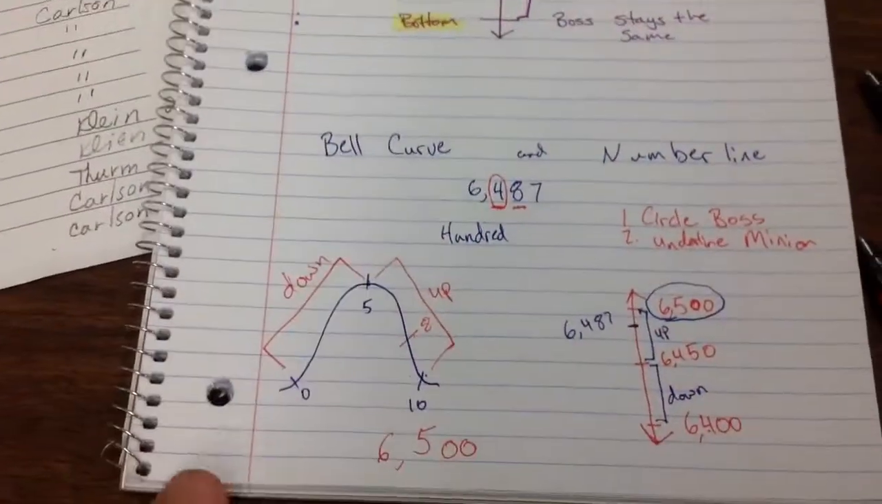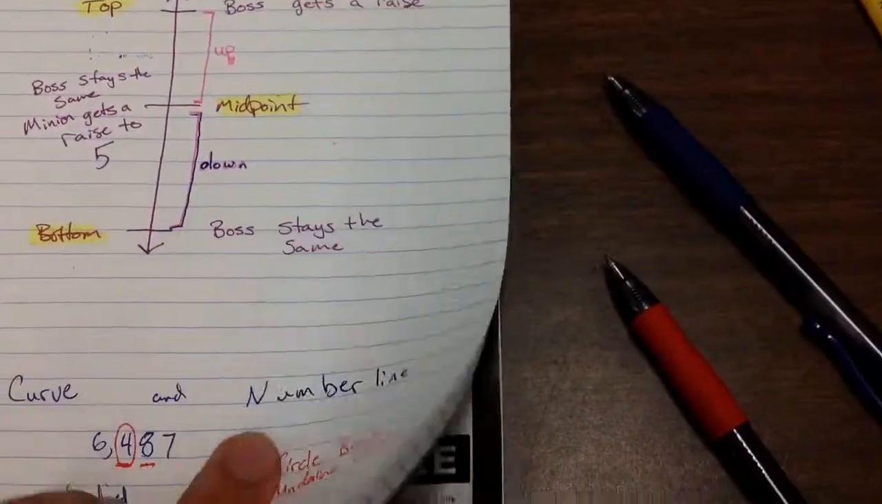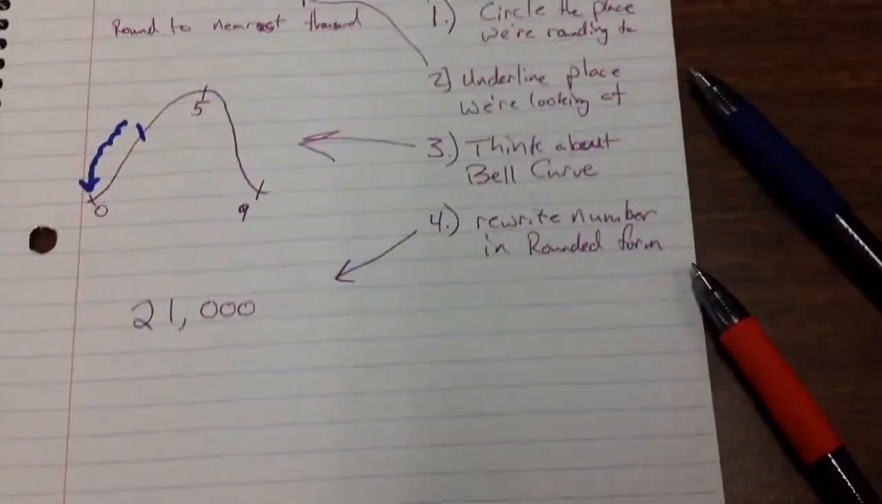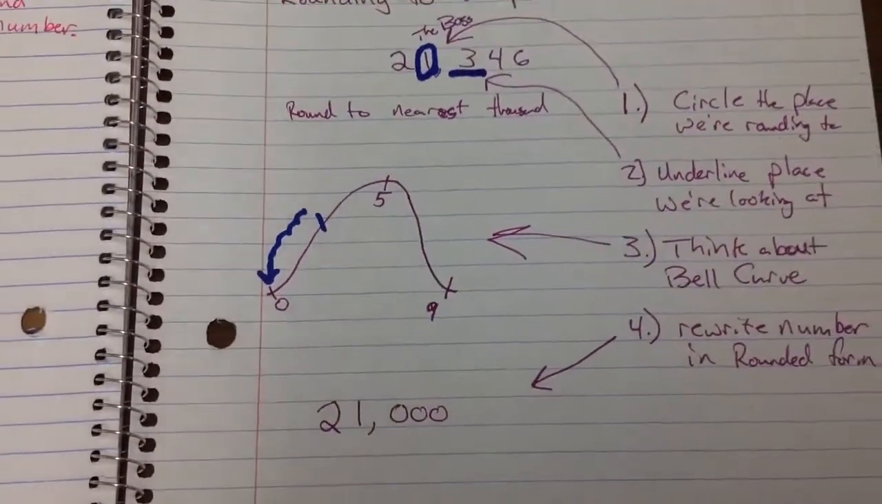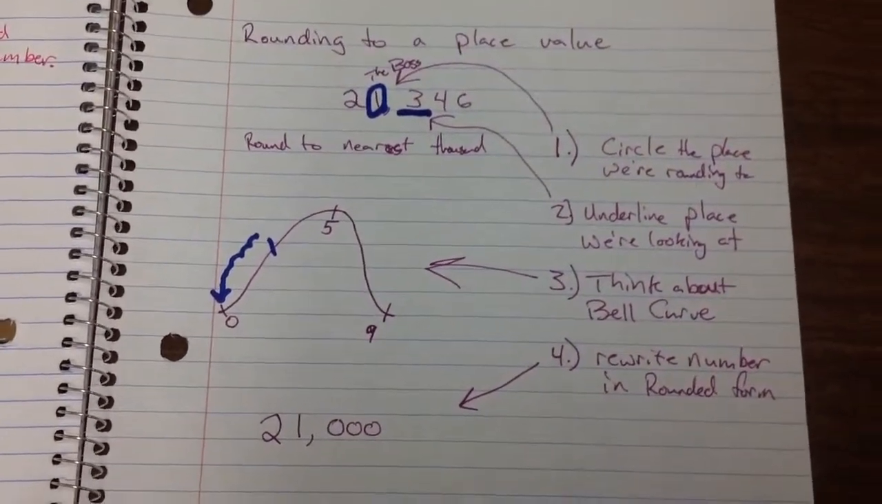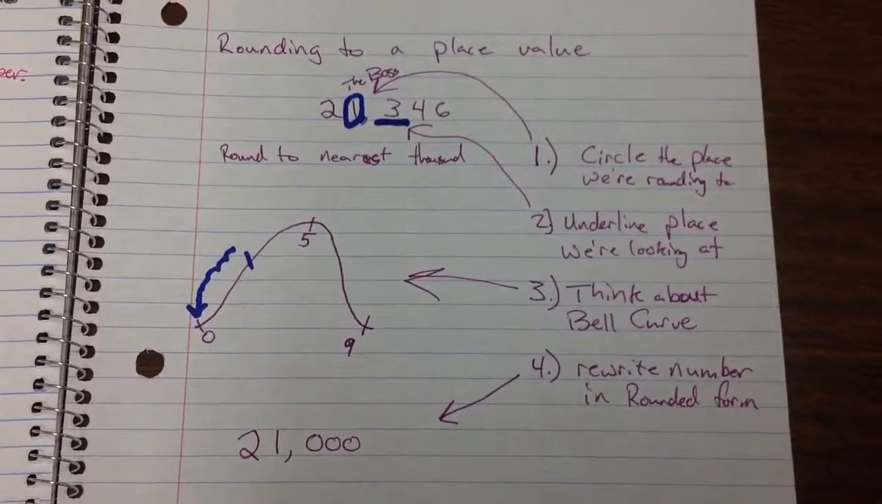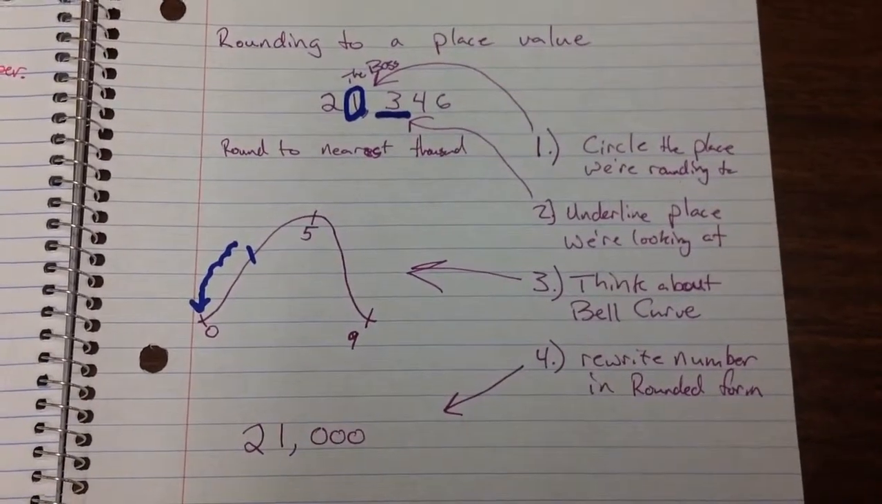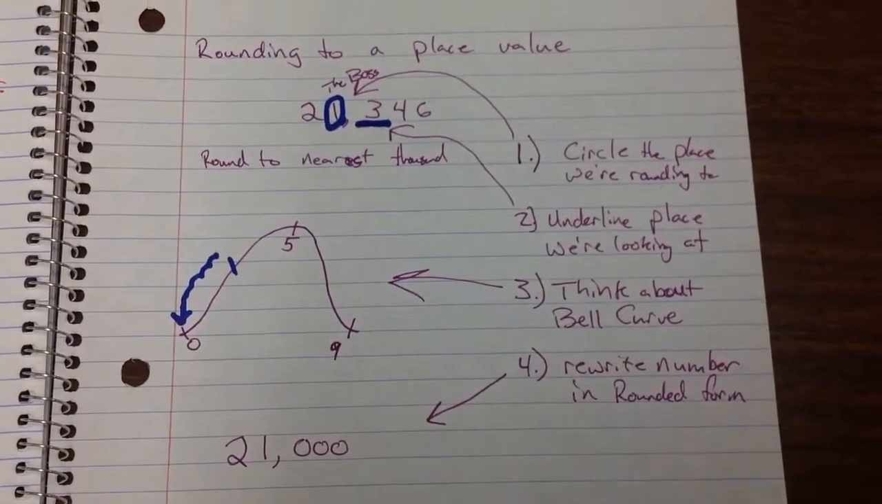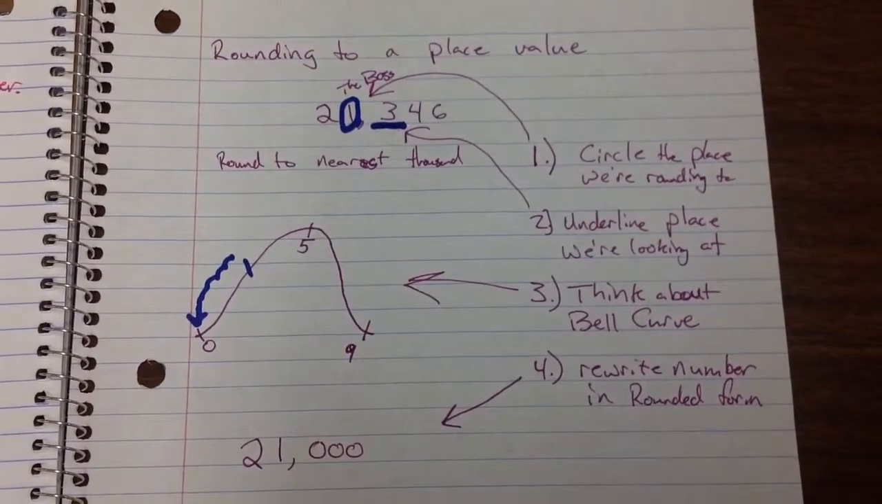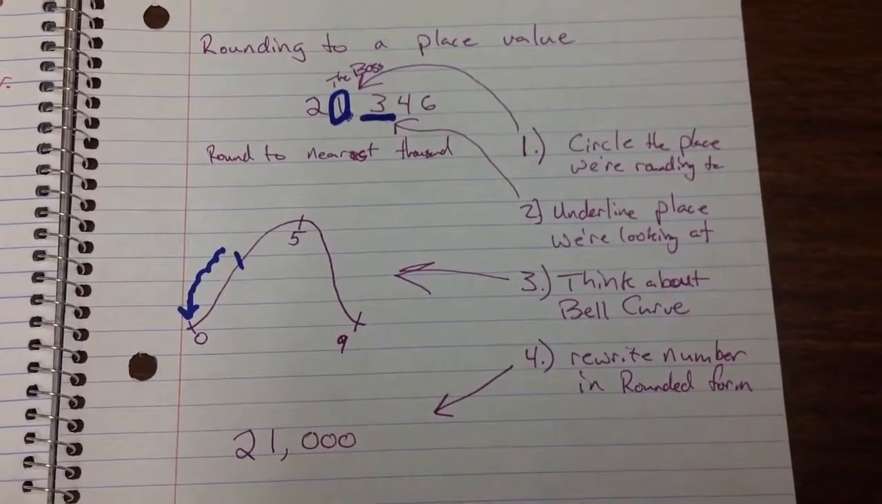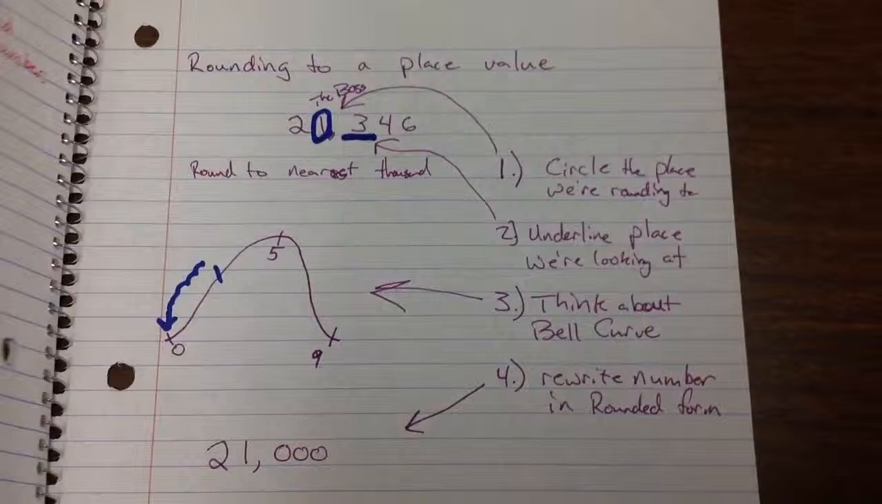And then I will switch the page to this one. This is the bell curve. Circle the place we're rounding to, underline the place we're looking at, think about the bell curve, and rewrite the number in rounded form. That's the steps that I teach them. This is what they're all seeing in class, so hopefully this helps.